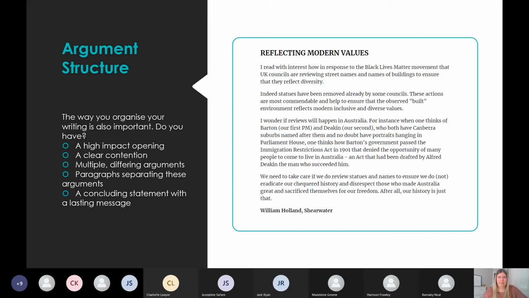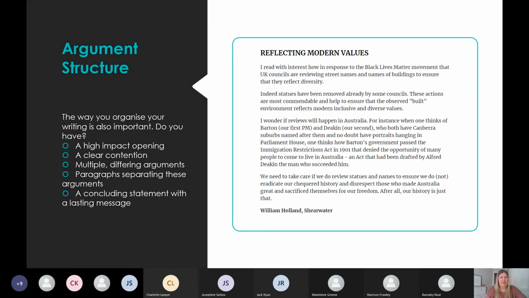Argument structure. If you're looking to get a 40 out of 40, argument structure is also something you need to consider. The way you organize your writing is important. Do you have a high impact opening? How is your first sentence getting the attention of the audience? Have you found a way to start in a really creative or different way? Look at some of the exemplars to see what they've done and see if you could replicate something similar on your topic.